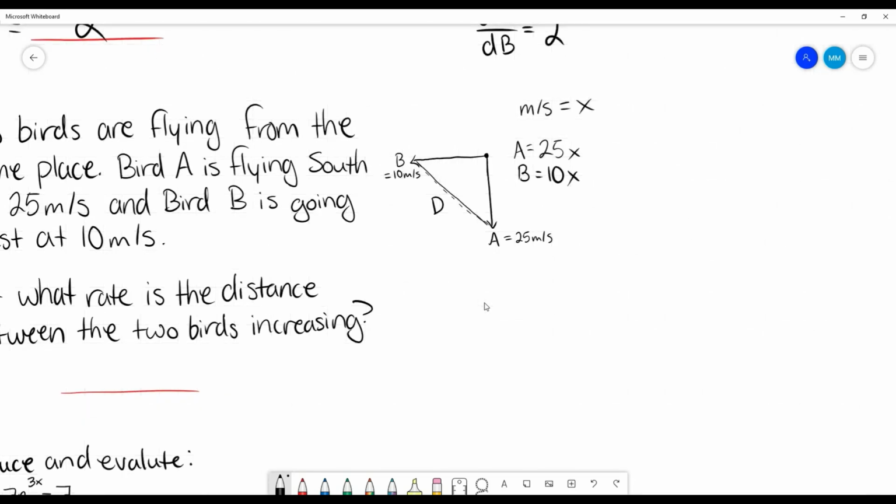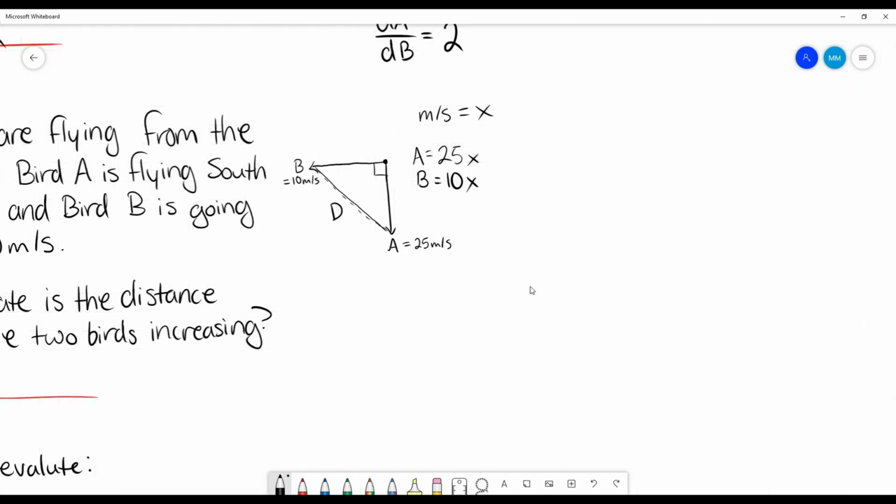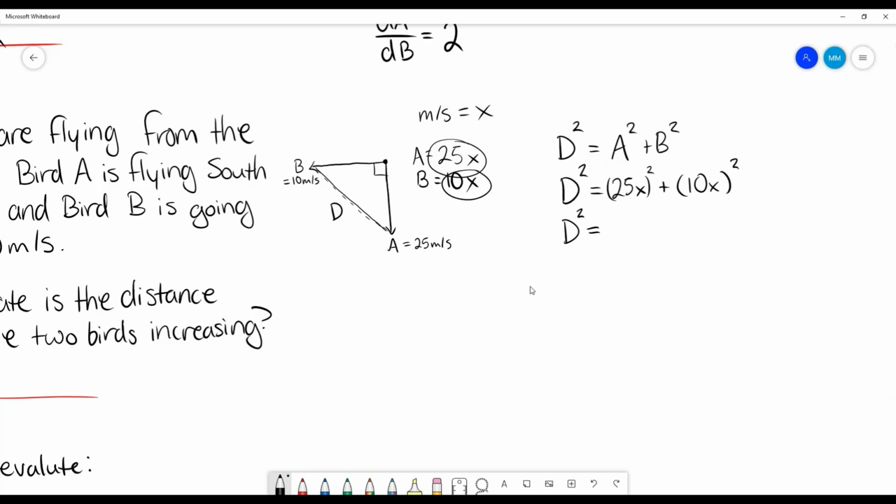So in this case, this is a right triangle because one's going west, one's going south, so they're perpendicular to one another, which means I can apply my Pythagorean theorem. I know that this length is going to be whatever B is at point x, and this length is going to be whatever A is at point x. So I know that d squared is equal to a squared plus b squared, which gives me d squared equals 25x squared plus 10x squared. And we could go ahead and square those and combine like terms.